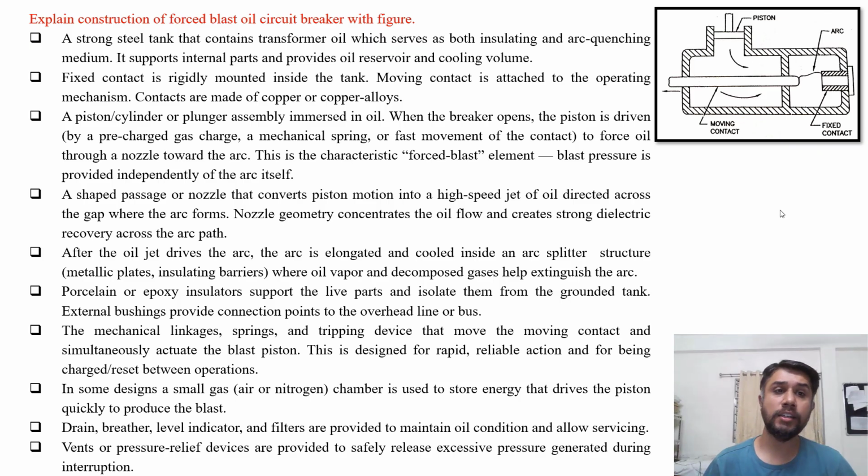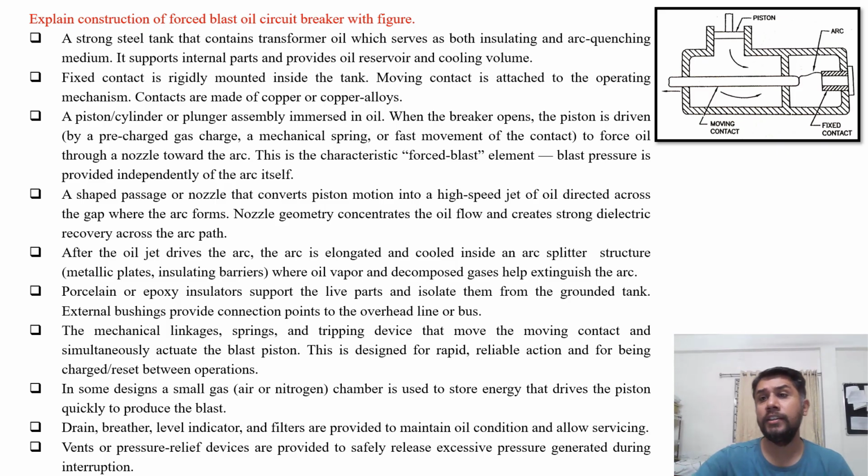Explain construction of forced blast oil circuit breaker with a figure. So in this, a strong steel tank contains transformer oil, which serves as both insulating and arc quenching medium. It supports internal parts and provides oil reservoir and cooling volume for the arc quenching.